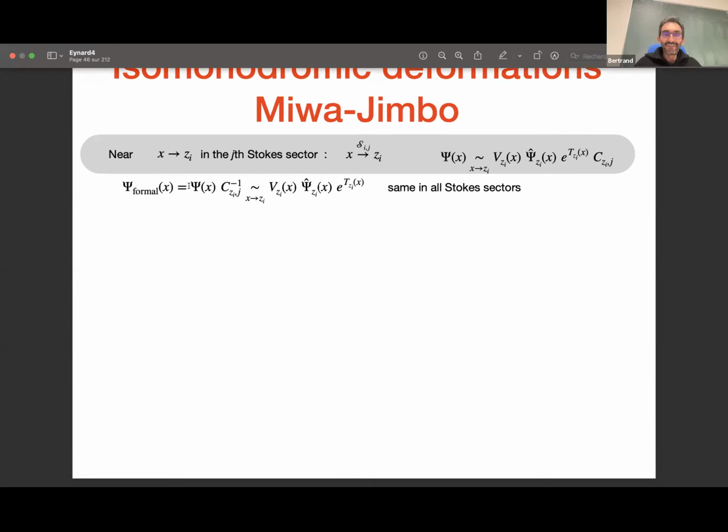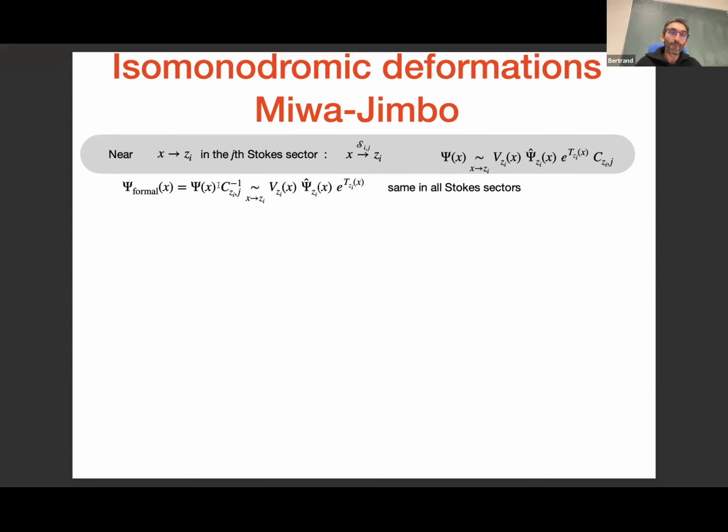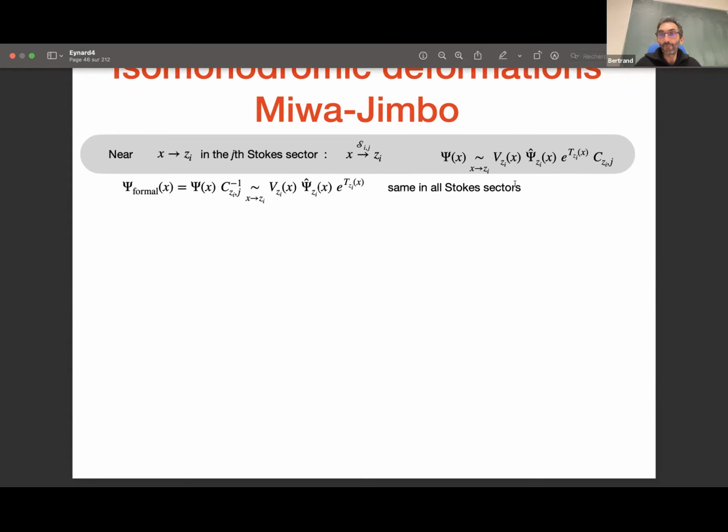Okay. So psi formal is basically the same as psi, but without the C on the right-hand side. So either you take psi and multiply it by C inverse, or it's the same thing as replacing C by identity. And this psi formal is now the same in all Stokes sectors. But now it does not correspond to the asymptotic of an analytic function. But the advantage is that it's the same in all Stokes sectors. And it's a formal series. This psi is a formal series.